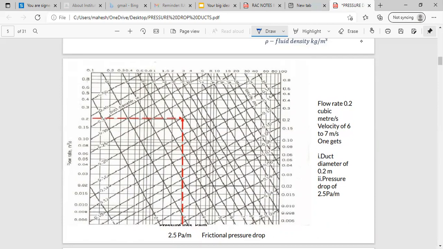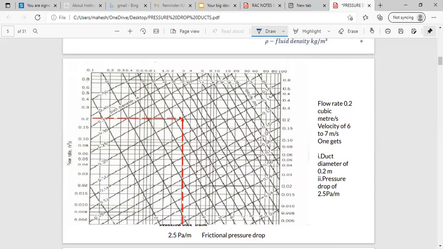So this is the sort of friction chart one can use, where on the y-axis there is the flow rate, in this case given in meter cube per second, and the pressure loss is given in pascals per meter. We have done a separate video on the friction chart for calculating what is known as the pressure drop in straight ducts.